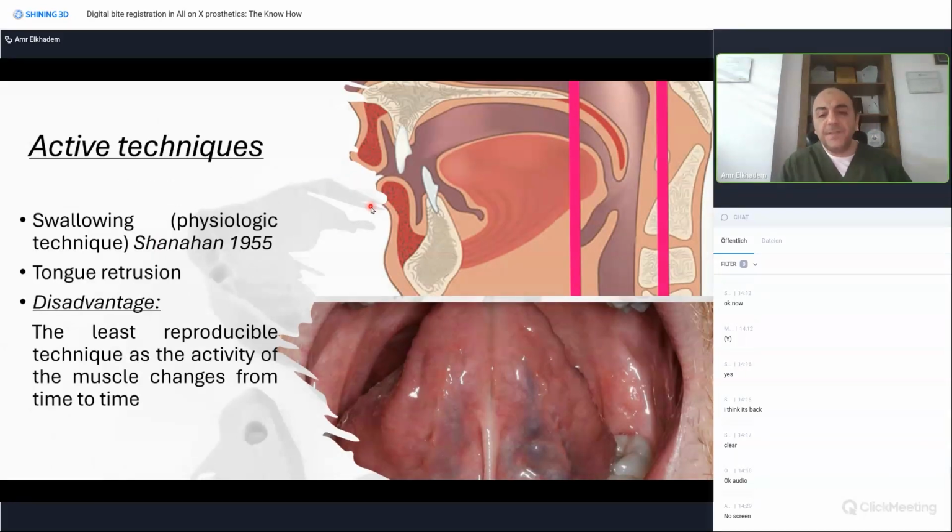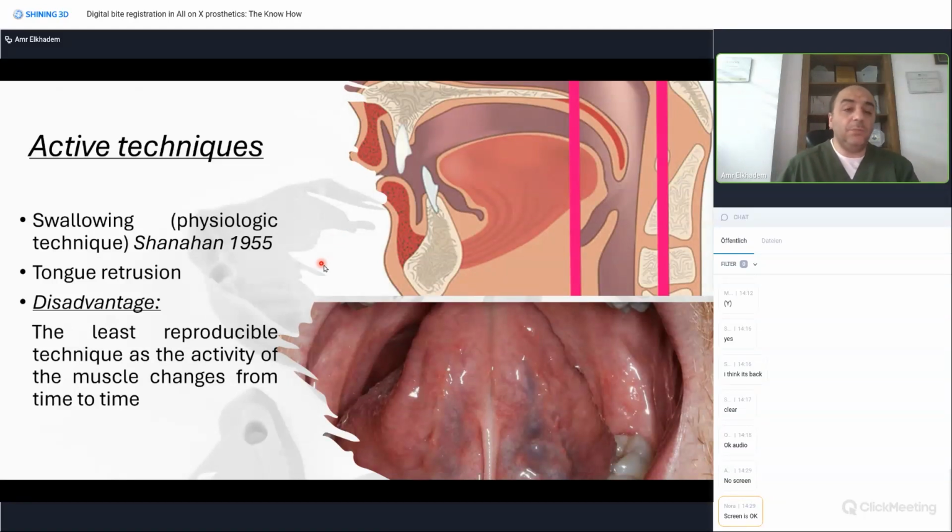For the active techniques, the aim is to help the mandible go back to the 0 position by the action of the muscle. You can do it by asking the patient to swallow, because the mylohyoid muscle will be in action and it will pull the mandible a little bit to the back. Also tongue retrusion, because the genioglossus muscle will pull the mandible back to the position. Usually, you can combine both of them.